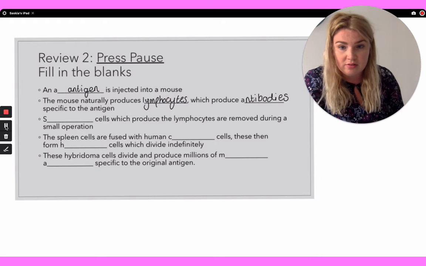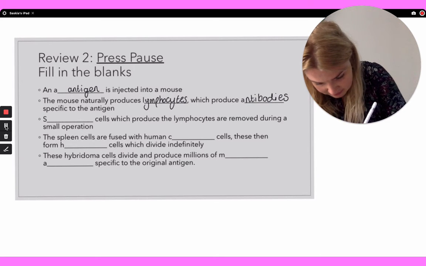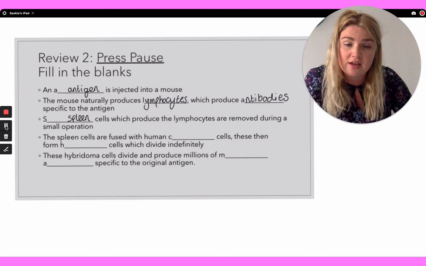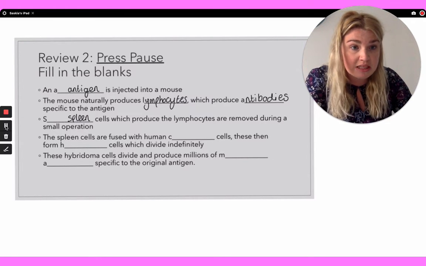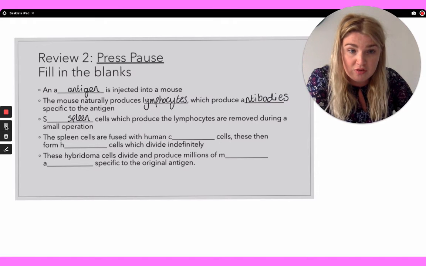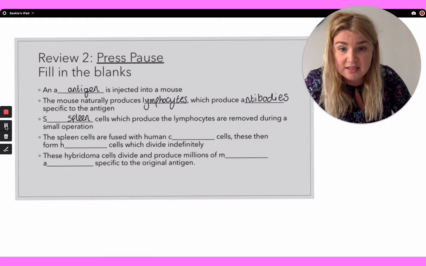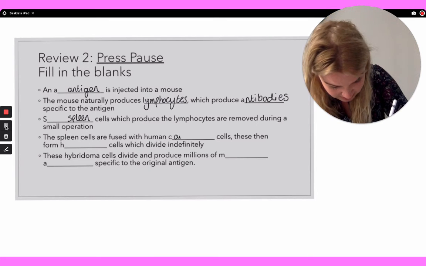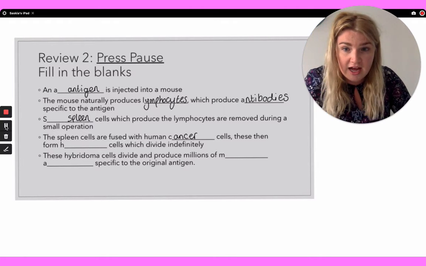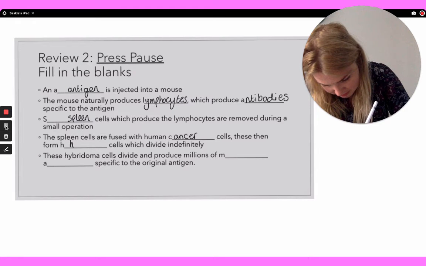specific to the antigen. Okay, spleen cells, which produce the lymphocytes, are removed during a small operation. So this mouse undergoes a small operation to remove all its white blood cells, essentially, or its antibodies. Spleen cells are then fused with human cancer cells. These then form a hybridoma, so it's like a hybrid.